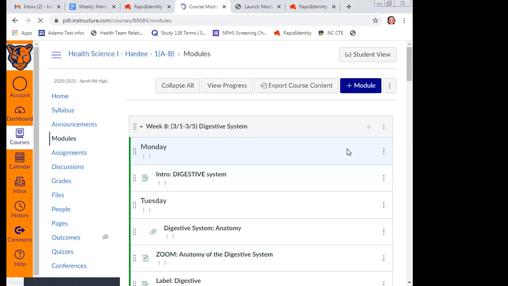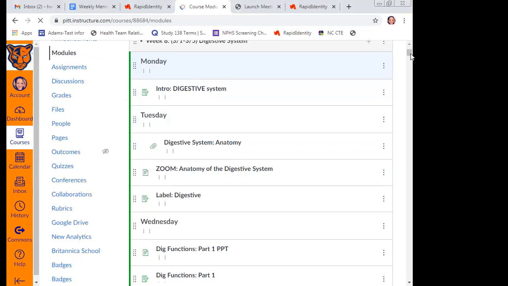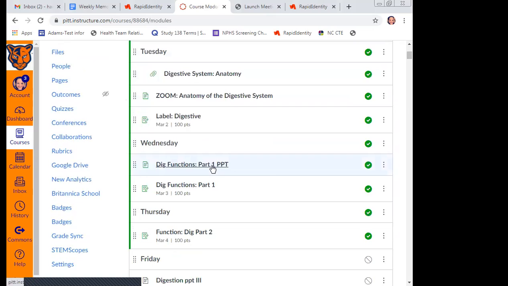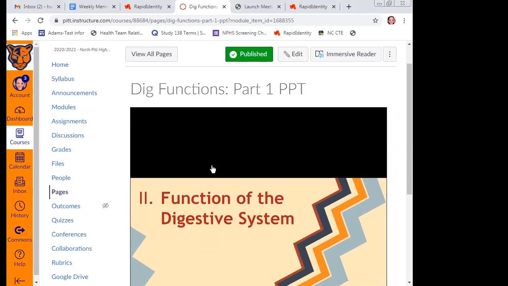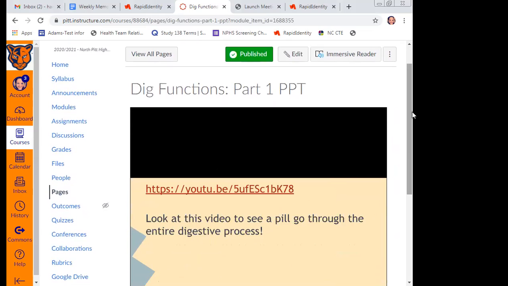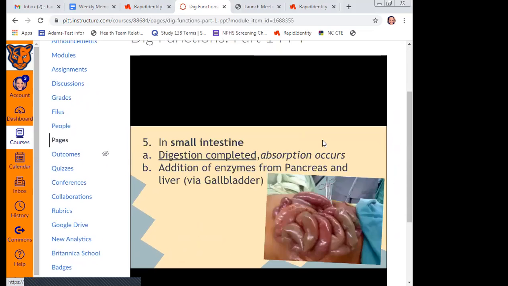Clicking back into our modules, we're going to use the same PowerPoint from yesterday. So Digestive Functions Part 1 PowerPoint. This will also help you complete Part 2. We're just using slides 16 through 31. So let's get started. Before we rock and roll, does anybody have any questions?